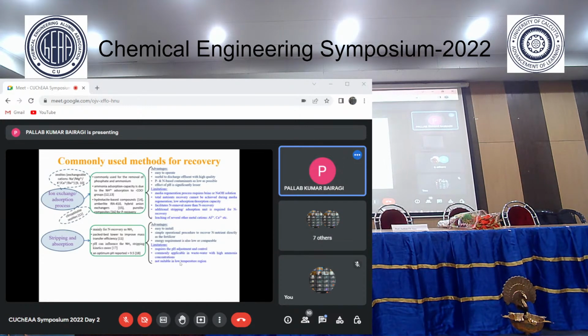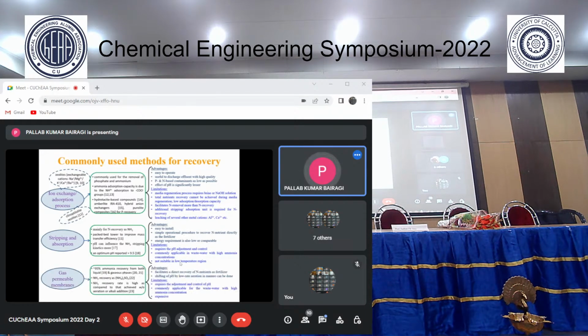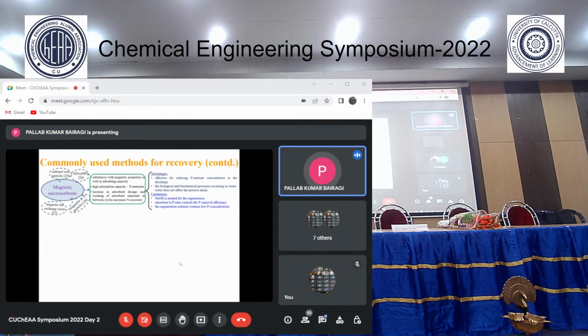Stripping and adsorption, which is primarily applicable for nitrogen recovery as ammonia, in which pH was observed to have influence on NH3 stripping kinetics, and in some studies it was reported that the optimum pH for stripping must be greater than 9.5. Gas permeable membrane, this is also mainly for ammonia recovery, in which approximately 95% or more ammonia recovery can be possible as per the reported data. Magnetic microsorbents, which is mainly used for P nutrient recovery.